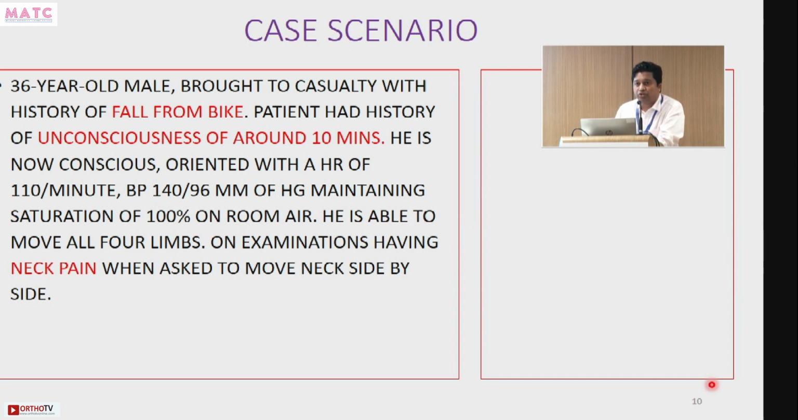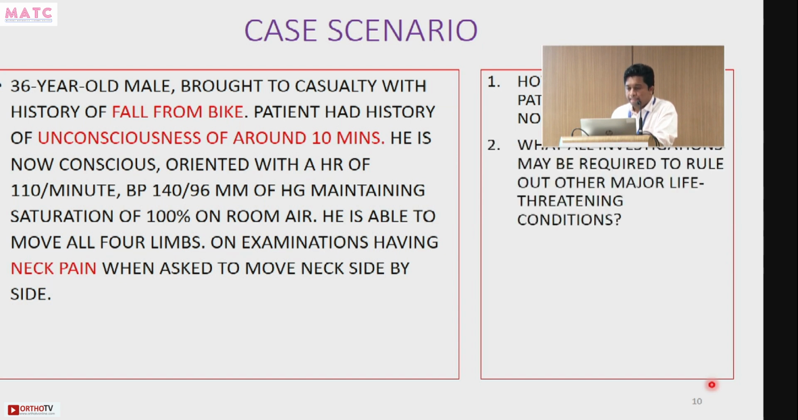So how do you approach this patient who has a normal GCS? Quick one-liner. A patient who had 10 minutes of loss of consciousness, but is now normal, how will you approach? We will defer it to emergency medicine and look at the neck to see if there is a whiplash.